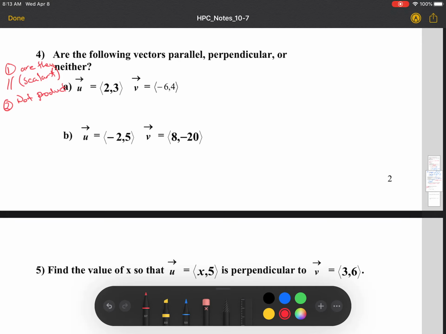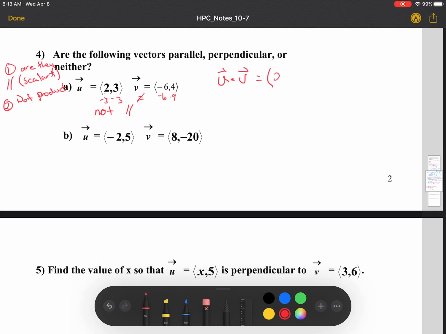So, first thing, what do we have to multiply 2 by to get to -6? It's a -3. So if we multiply -3 to both of these, do we get the right answer? No, we don't get -9 here, so it's not parallel. Multiply them both by -3, get -6 and -9, that does not equal. So they're not parallel. The next thing we have to do is try the dot product.